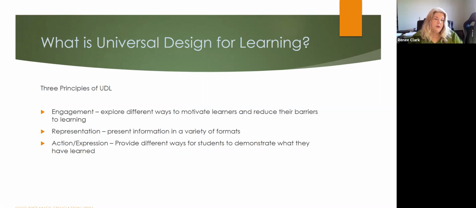There are three principles of UDL. The first one is engagement, and it's going to be how do you motivate the learners and reduce their barriers to learning? How do you make them want to access the material, want to learn? The representation is how you present that material.